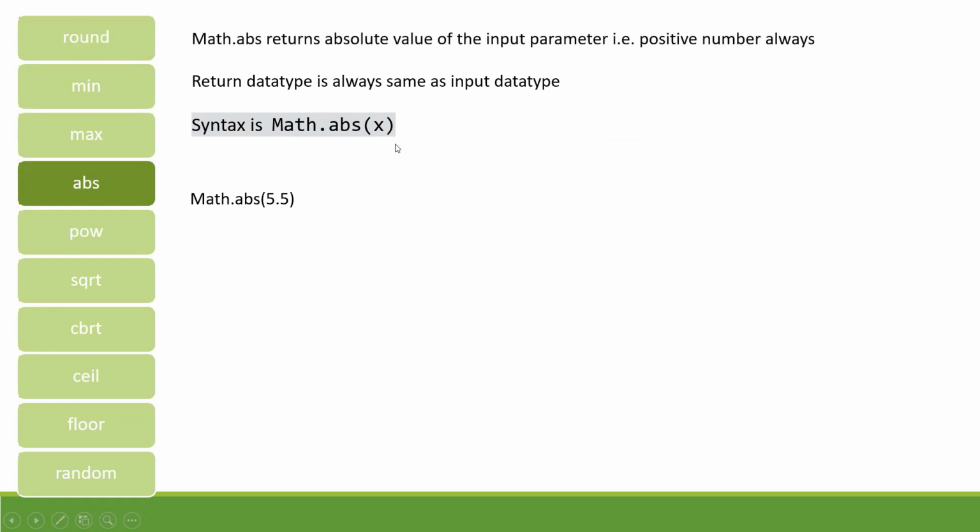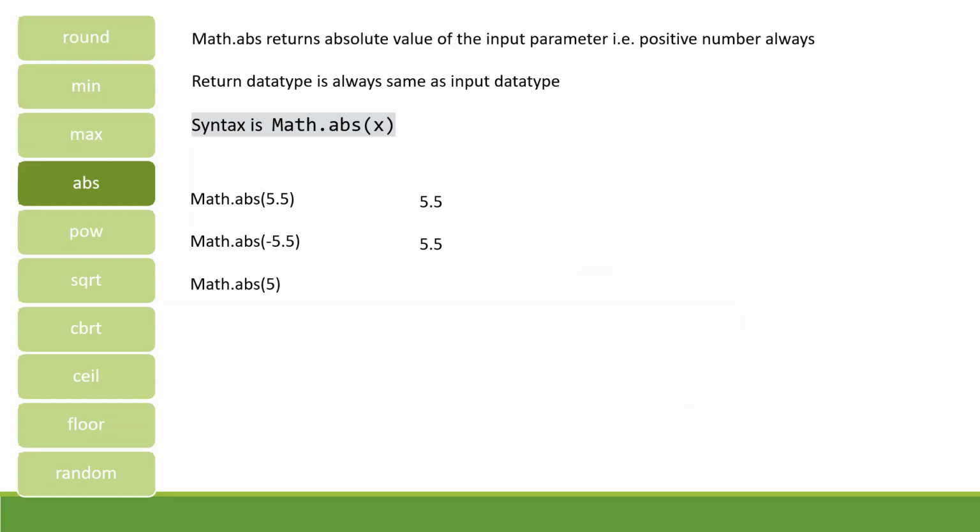Okay. So Math.abs of 5.5, there is no negative sign to be removed, so the answer will be the same, 5.5. If we say Math.abs of minus 5.5, what are we saying? The output is a positive number, so we just make it 5.5.